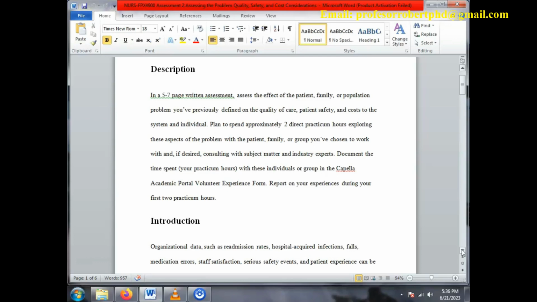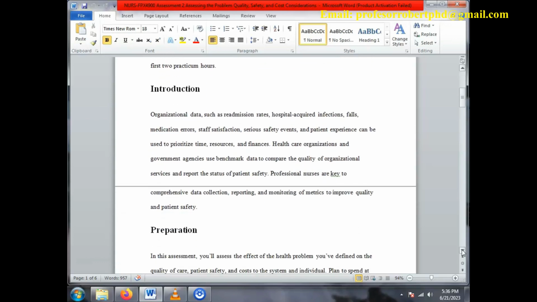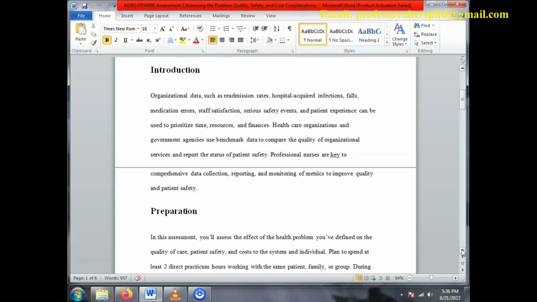Introduction. Organizational data, such as readmission rates, hospital-acquired infections, falls, medication errors, staff satisfaction, serious safety events, and patient experience, can be used to prioritize time, resources, and finances. Healthcare organizations and government agencies use benchmark data to compare the quality of organizational services and report the status of patient safety. Professional nurses are key to comprehensive data collection, reporting, and monitoring of metrics to improve quality and patient safety.